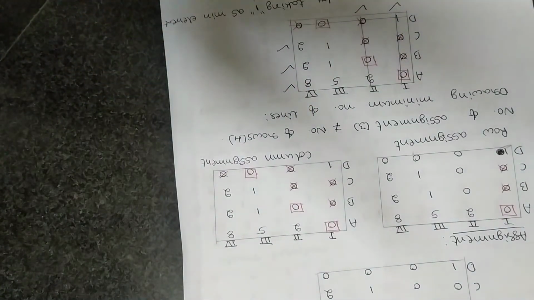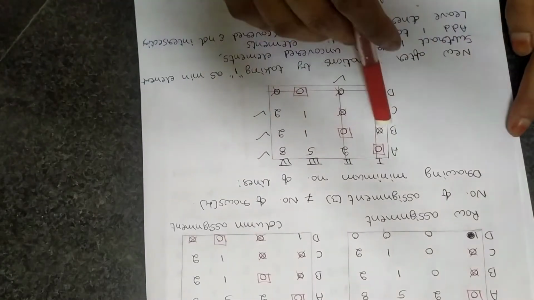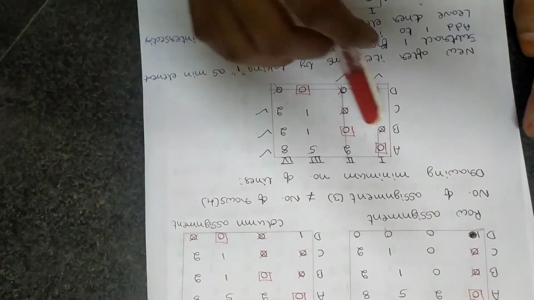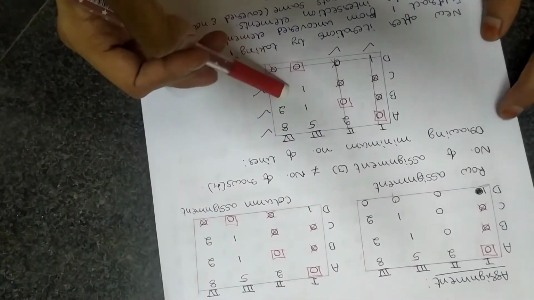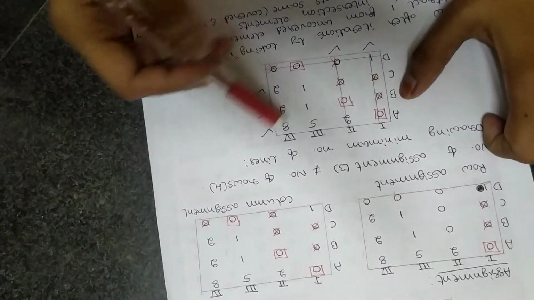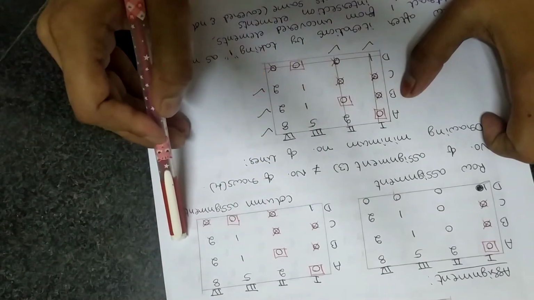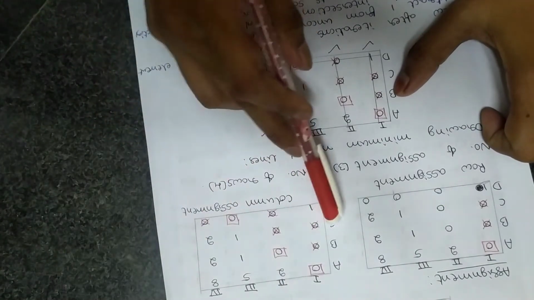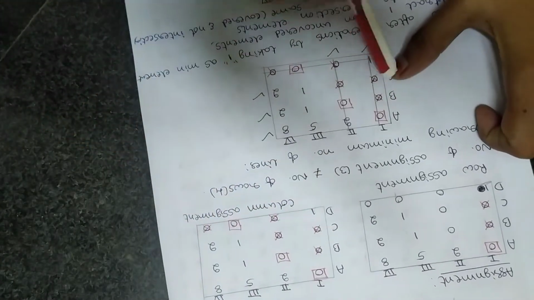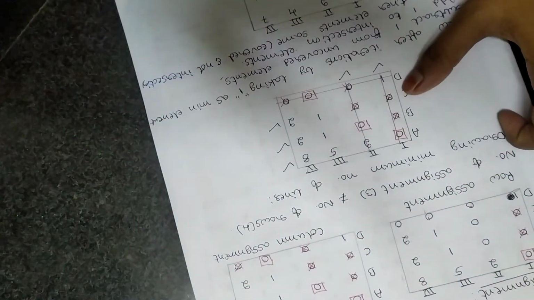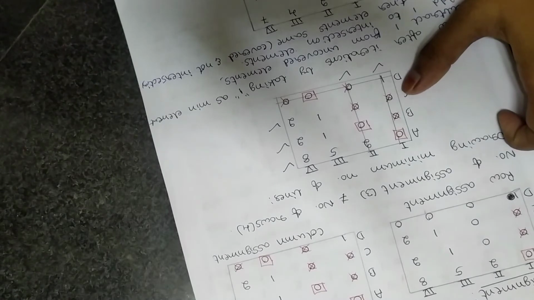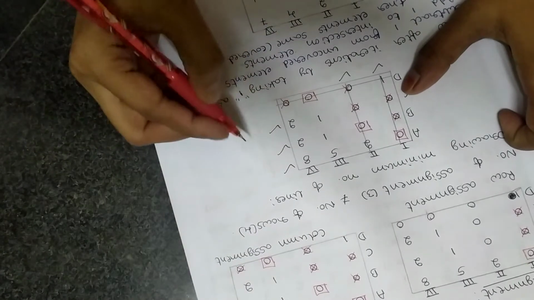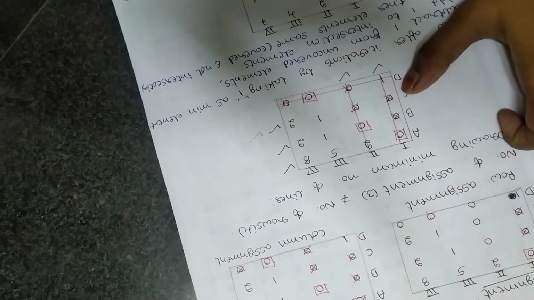So in such a case, what is the next step that we will do? We need to draw the minimum number of lines. How will we draw the minimum number of lines? Again by using the same rule: first we need to check for the row which does not have any assignment. The row without any assignment is the third row. So first let us put a tick mark on the third row.